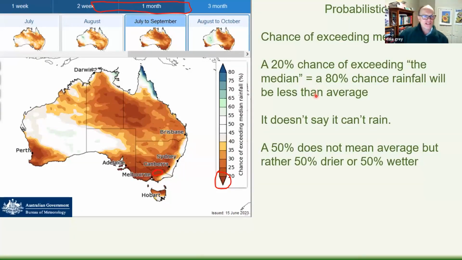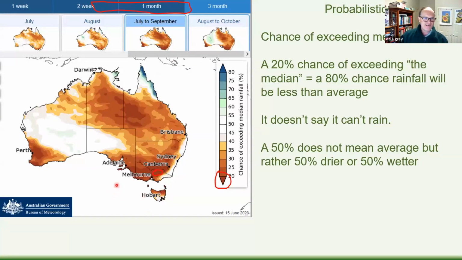I'm going to talk about different types of forecasts. The majority of climate forecasts in the world are probabilistic. And that means they're talking in terms of probability. The model is not saying this will happen. It's saying this could happen and the opposite might happen as well. So this is a current forecast for the next 3 months.